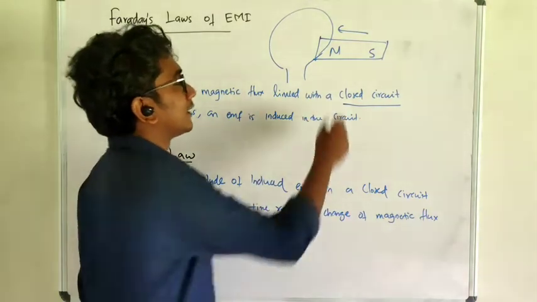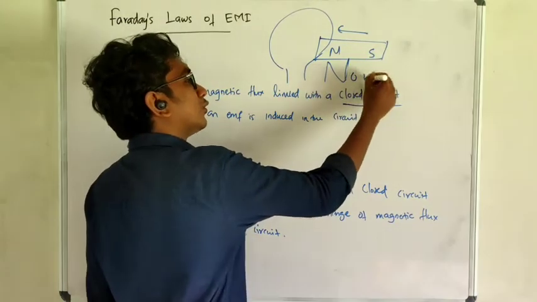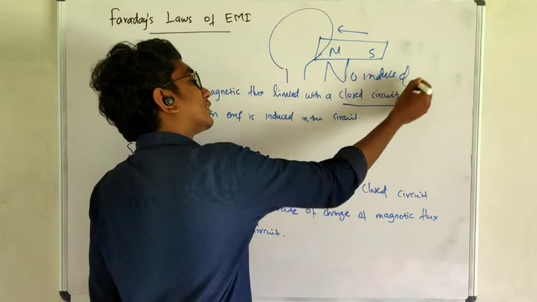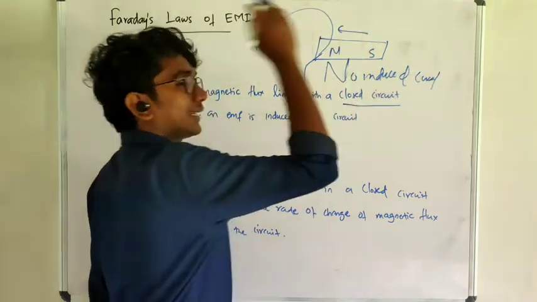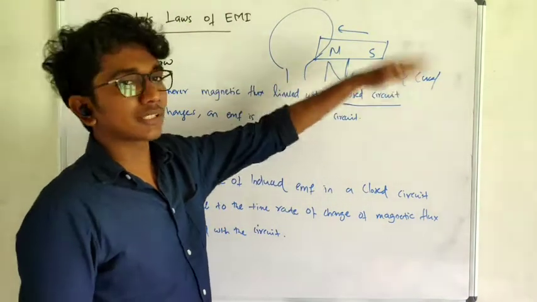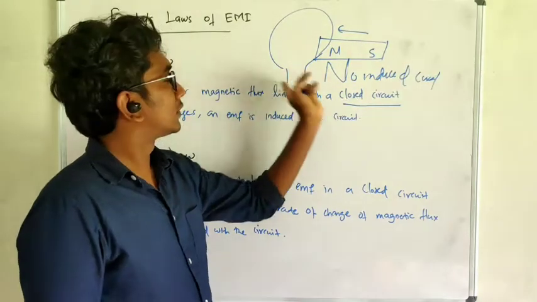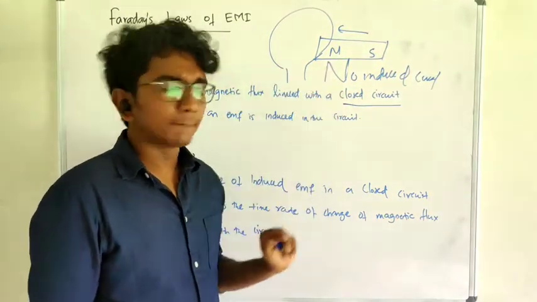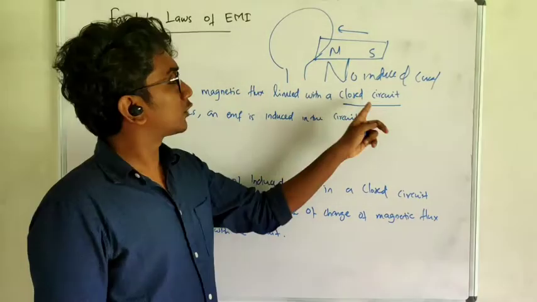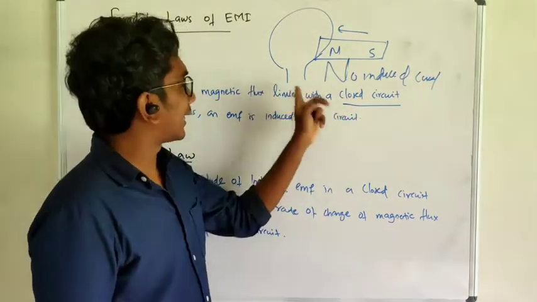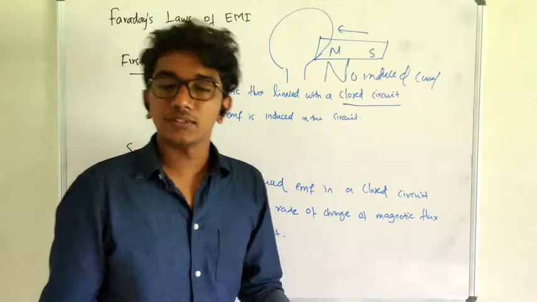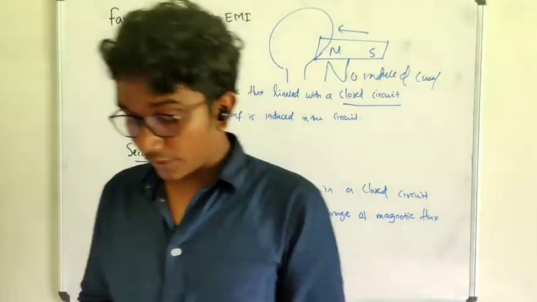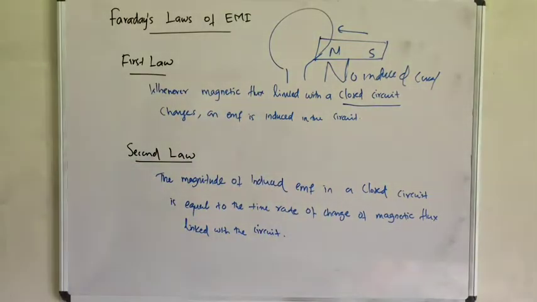But you can say that there is no induced current or voltage. You can easily write no induced current, no voltage. This question you can expect in the board exam. So what is the answer? No induced current or no EMF. Why? Because the circuit is not closed.